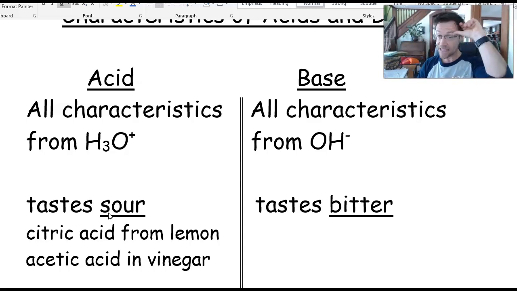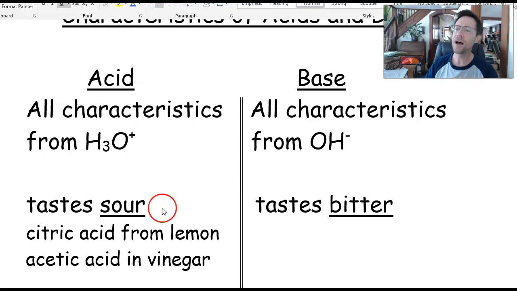Acids taste sour. They're kind of delicious. Tomatoes have a ton of acid in them. They're so yummy. We love acids. Actually, vitamin C is an acid. We have evolved to really enjoy the taste of acidic things, because a lot of our vital nutrients are actually a little bit acidic.